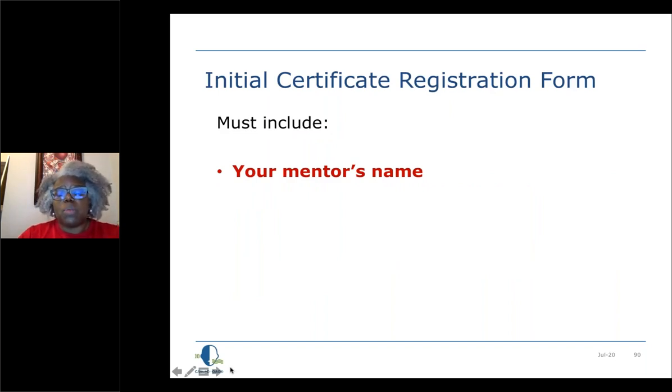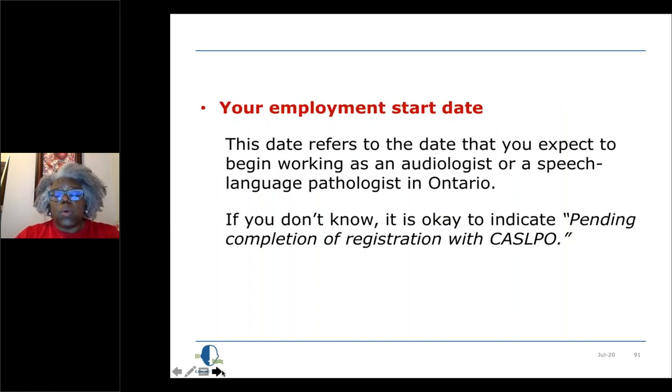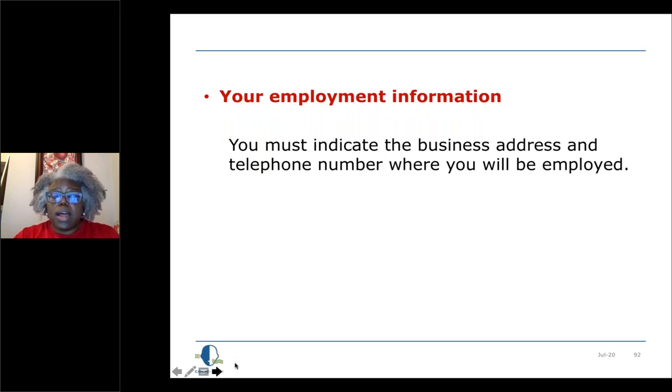The registration form includes your mentor's name. It also includes your employment start date. This date is the date that you expect to begin working as an audiologist or a speech language pathologist in Ontario. If you don't know that date, then you can just put in the application form pending completion of registration in Ontario or with CASLPO, and that's sufficient for us to process. We also want your employment information confirmed, so the information of where you've been offered work, the business address and the telephone number.